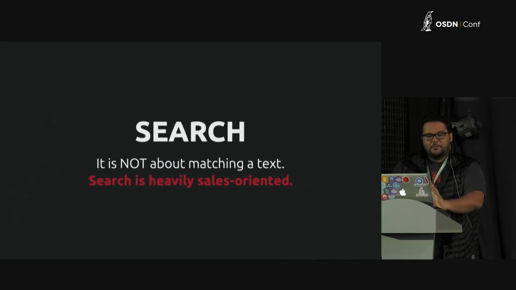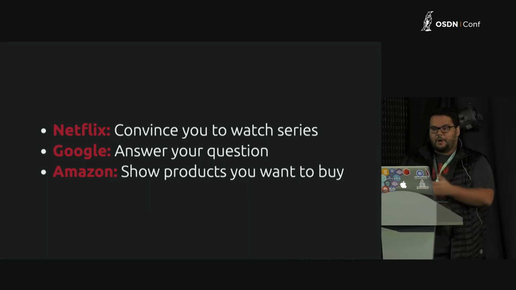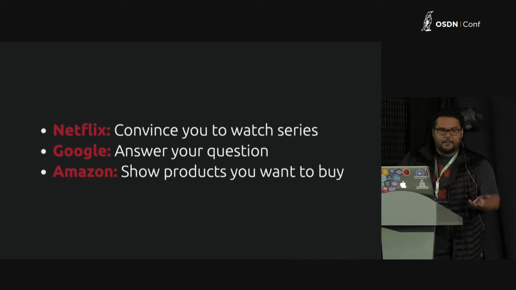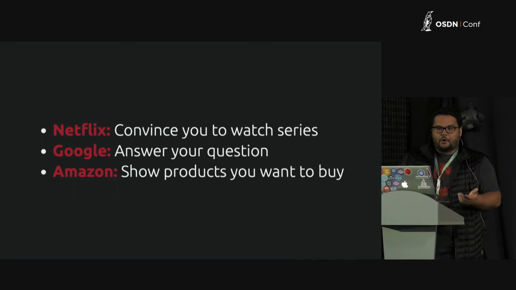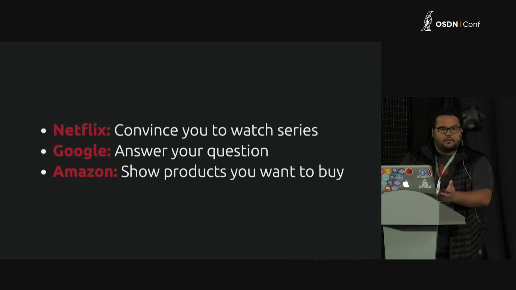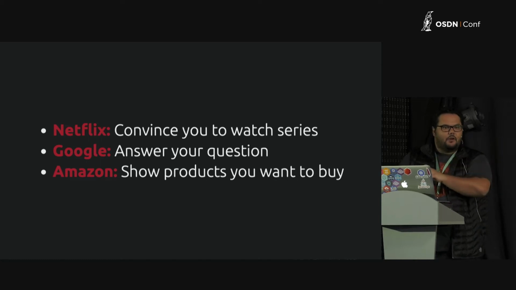Okay, let's start. One thing about search is that it's not about matching text. This is one common misconception. Search is something very sales-oriented. When you search on Netflix, they are trying to convince you to watch a movie. Even if they don't have the movie there, they will recommend some other movies. Google is trying to answer a question and show ads, and on Amazon, they will try to show you products that you want to buy, even though your text is not the exact match of what you're looking for. They will try to give you the best product possible.